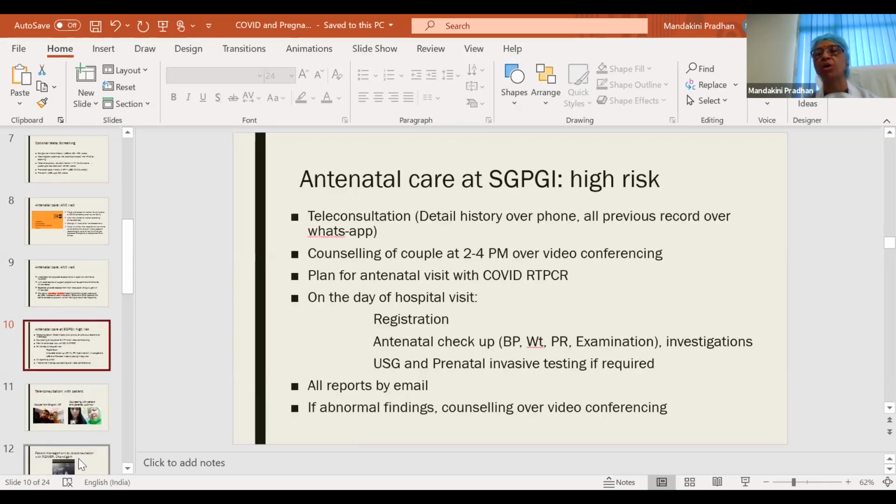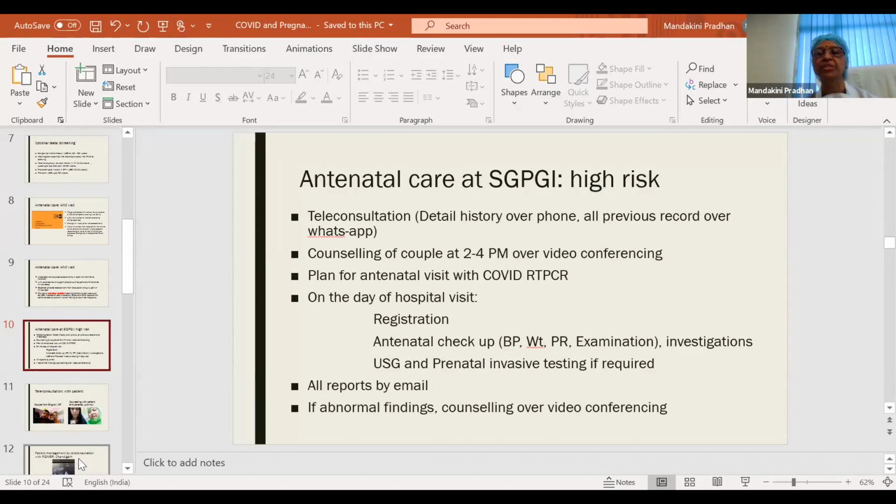So what is being followed in our OPD? We are expected to see only high risk. Before COVID also, we saw only high risk pregnancy. So the patients are asked to have a teleconsultation. A detailed history is recorded over the phone. All previous records are asked to be sent on a WhatsApp number, and there are files which are kept in the computer.